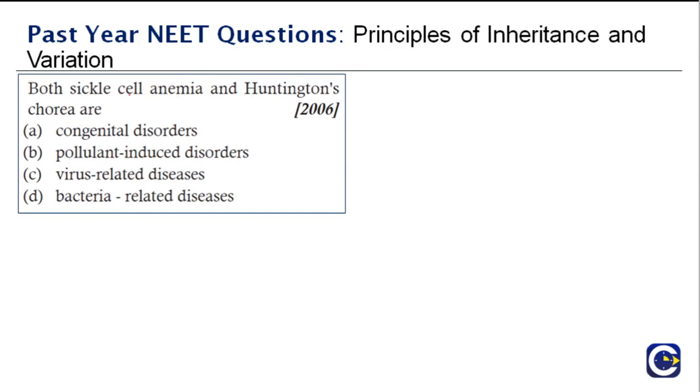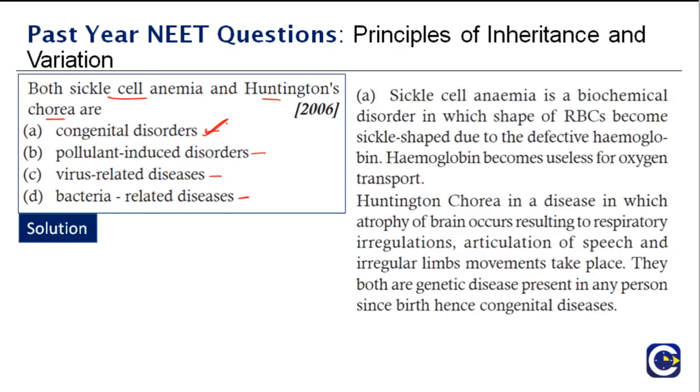Both sickle cell anemia and Huntington's chorea are congenital disorders, pollutant induced disorders, virus related diseases, or bacteria related diseases. So this is a very easy question. The answer is they both are congenital disorders.